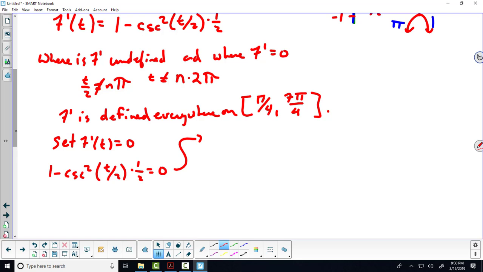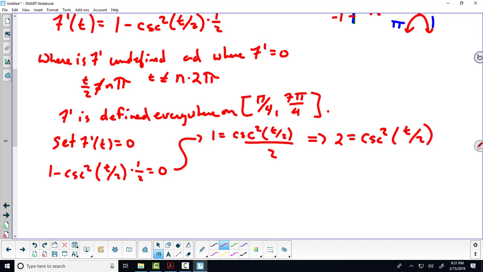That happens when, subtracting that over, 1 is equal to the cosecant squared of t over 2, over 2, taking that 1/2 into the denominator. But then let's immediately multiply that 2 over to the other side. So if I multiply both sides of that equation by 2, I get 2 is equal to the cosecant squared of t over 2, which tells us that plus or minus the square root of 2 needs to equal the cosecant of t over 2.